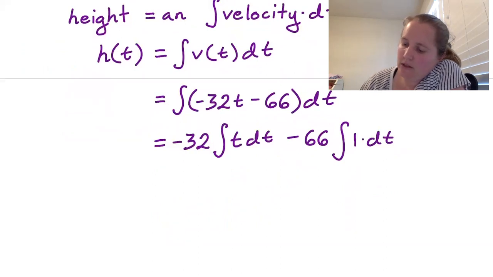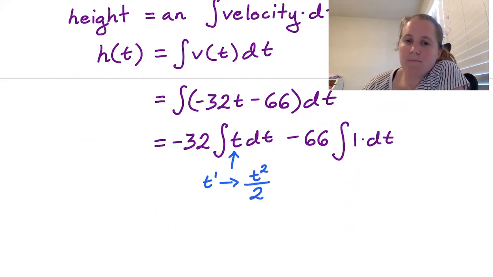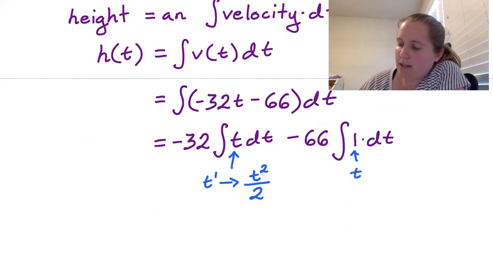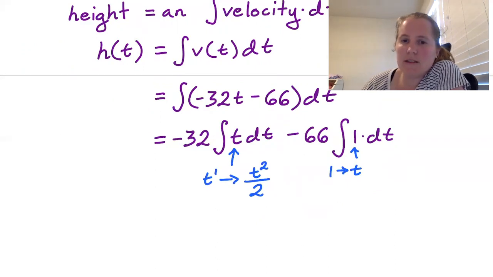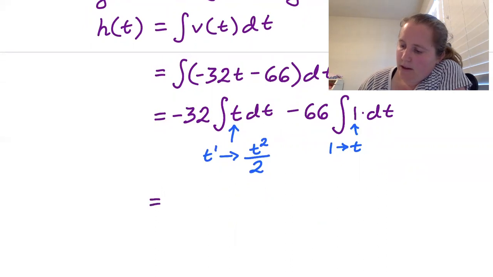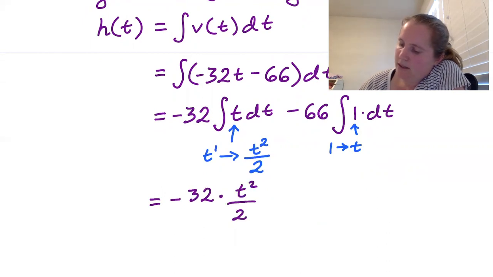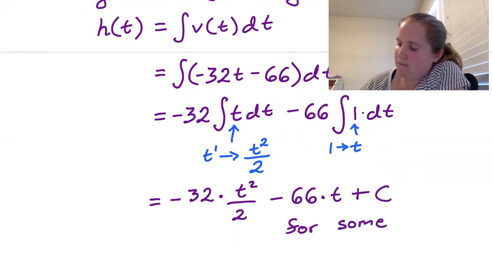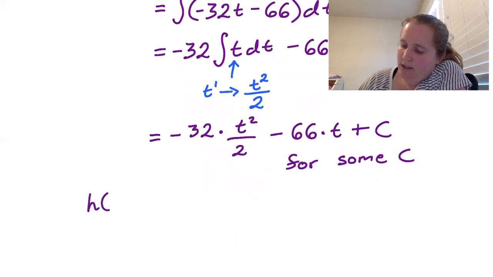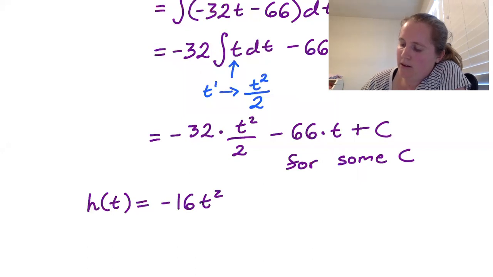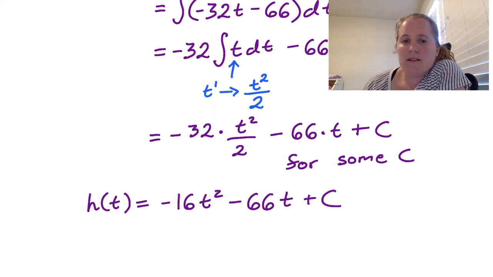We have a power rule situation with our integral of t dt. So this is t to the first. We go up by 1, so it becomes t squared, and then divide by that same power. And then the integral of 1 times dt, we were just going up to t. Right? So 1 goes to t essentially, and then we have our plus c's. So we wind up with negative 32 times t squared over 2, and then we have minus 66 times t and a plus c for some c. Or h of t is equal to negative 16t squared minus 66t plus c.